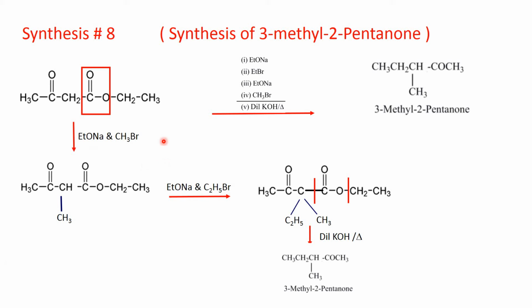So use sodium ethoxide for carbanion formation, methyl bromide for introducing the methyl group, and you will get this compound. Repeat the same thing, prepare the carbanion, now use this ethyl bromide and introduce this ethyl group. Now do ketonic hydrolysis by using dilute potassium hydroxide. So this is the cleavage point and your compound is ready. So CH3 CH2, then this is another CH3 group, and then C double bond O CH3, that is 3-methyl-2-pentanone. So we have come to the end of this video. Thank you.